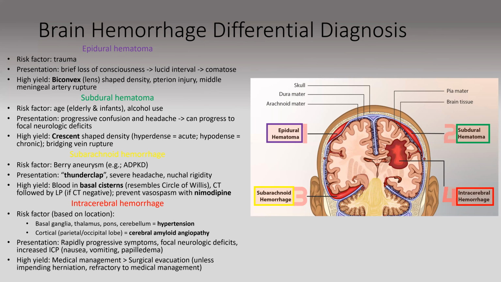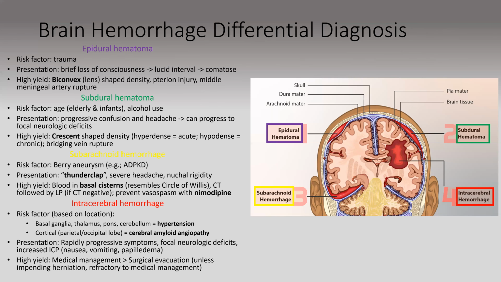So risk factor, this is actually pretty high yield. So you separate it based on location. The basal ganglia, thalamus, pons, and cerebellum, the risk factor is hypertension. These are small subcortical structures that are perfused by lacunar and small vessel perforators.